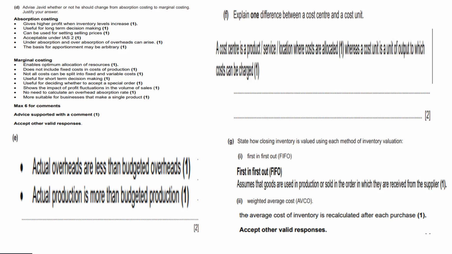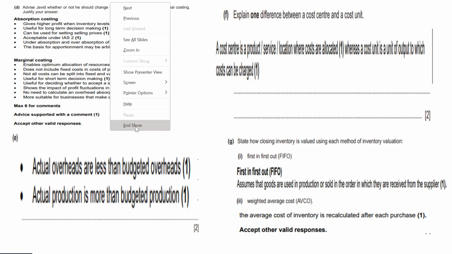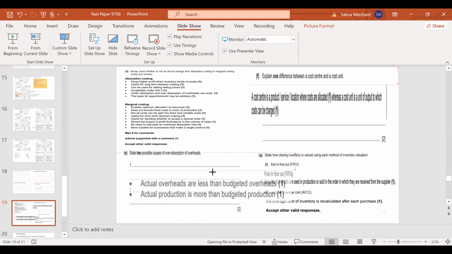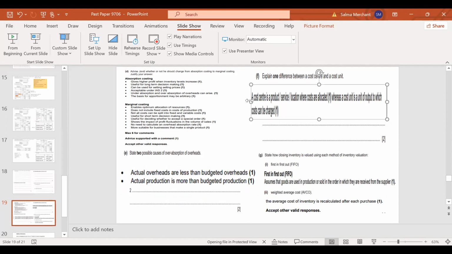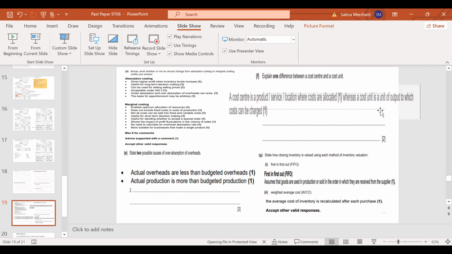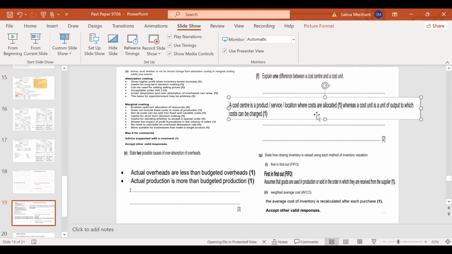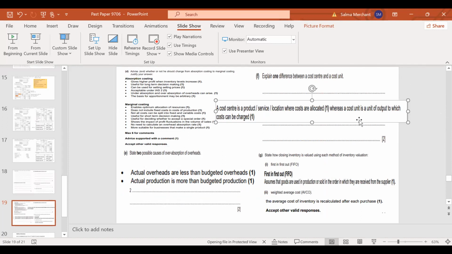Okay, now tell me. Firstly, in marginal costing, you won't need to do under absorption and over absorption. So that will be an advantage for using marginal costing. It won't arise. First, you give me about absorption costing. So first is that it's acceptable under IAS 2. Then it gives a higher profit because of the inventory. Then it is useful for long-term decision making, and you can use it for determining the selling price.